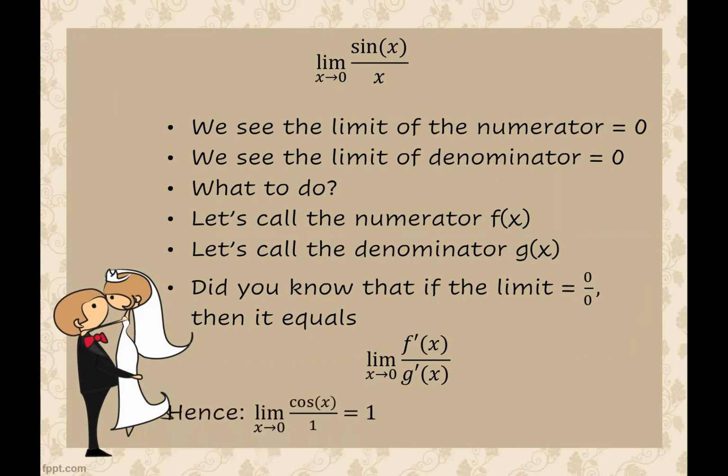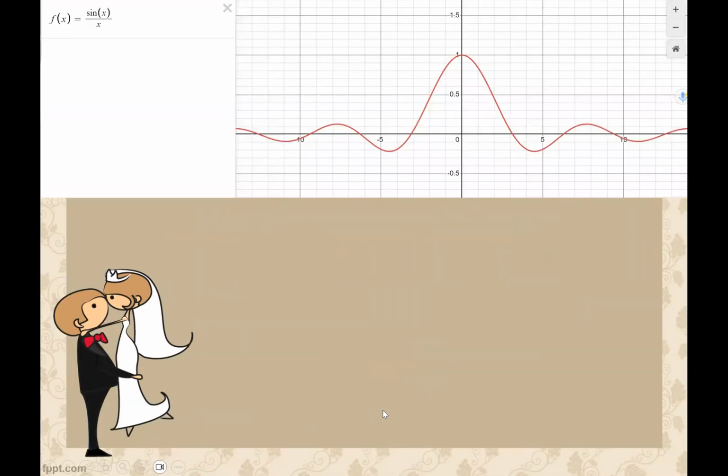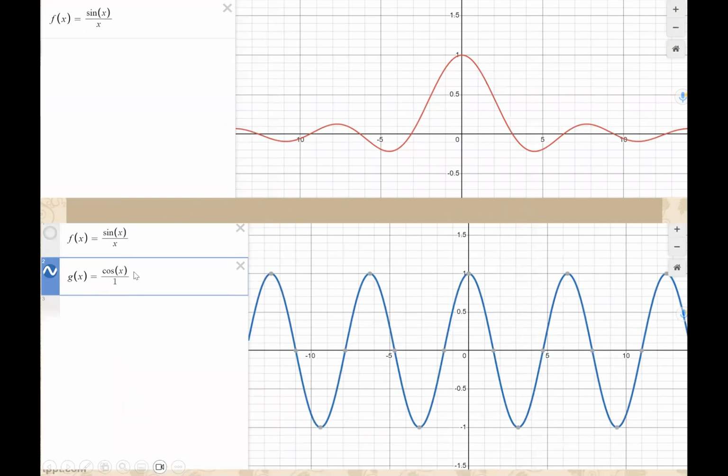Hence, it's the limit as x approaches 0. The derivative of the numerator is cosine x. The derivative of the denominator equals 1. So now it's the limit as x approaches 0 of cosine of x over 1. Well, the cosine of 0 is 1, so we get 1 over 1 equals 1. How about that? All right, there's the graph of it. So we can see that the limit as x approaches 0 equals 1. And here's the graph of cosine x over 1. And we see that the limit as x approaches 0 of that is also 1.